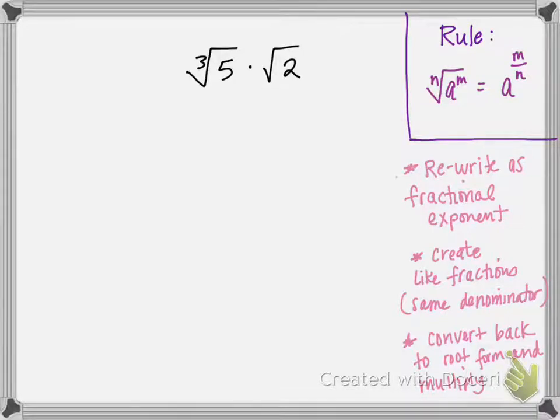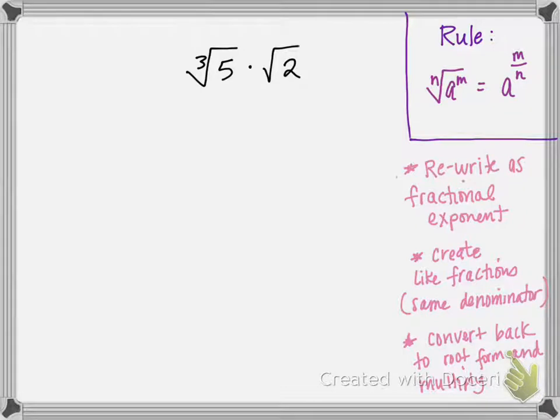So the first thing I notice in multiplying these two roots together is that the index is not the same. This is a 3, and every square root has an index of 2. So we can't right away multiply these together. However, we can rewrite each as a fractional exponent, create like fractions, meaning they have the same denominator, and convert them back to root form and multiply them.